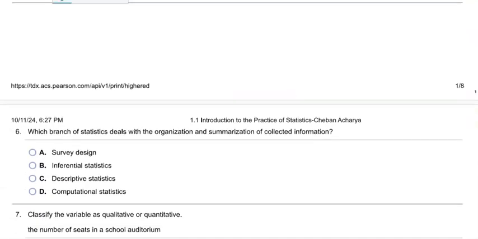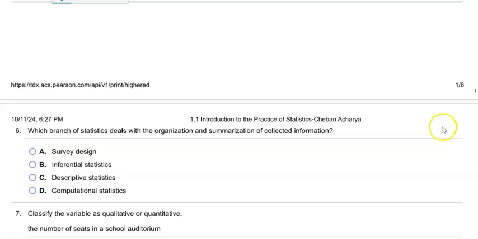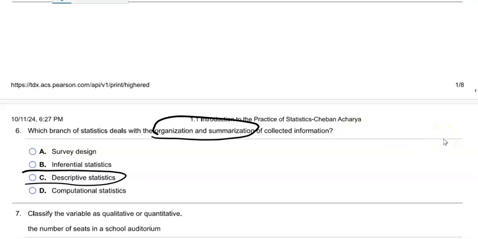Number 6. Which branch of statistics deals with organizing and summarizing collected information? The organizing and summarization of the collected information is done by descriptive statistics. Okay, it's just descriptive. The other statistics deal with different things.